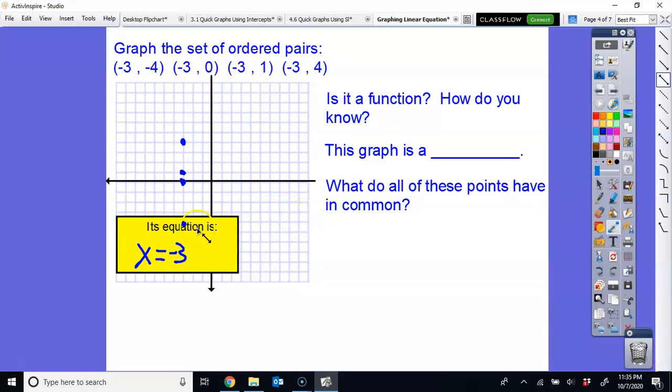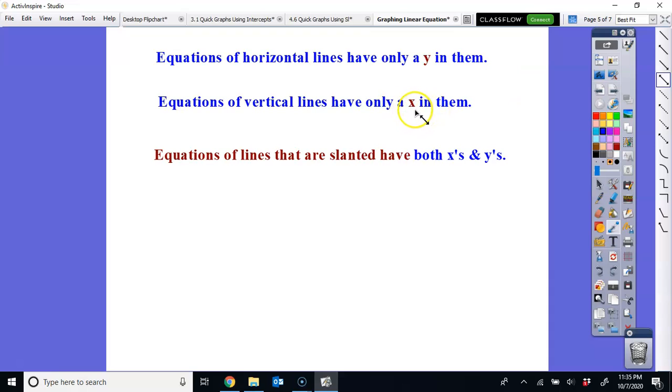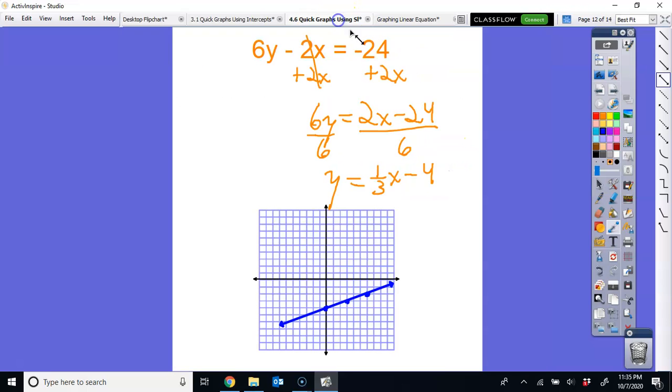That is a vertical line straight up and down across the graph that hits those points that are all -3 for x. So these two lines, when you have only x's, those are vertical. When you have only y's, those are horizontal. If it has an x and a y in it, that's that y equals mx plus b. That is the slanted lines.